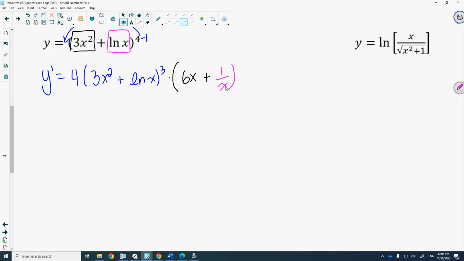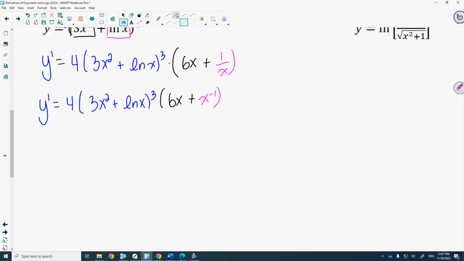I'm going to write this bracket. I'm going to bring my x to the numerator and write it as x to the power of negative 1. So this would give me y prime is equal to 4 times (3x squared plus ln of x) cubed times (6x plus x to the negative 1). The reason why I'm doing that is because from this bracket, we could actually factor out, because I've got x that's common. Remember, we could always factor out the term with the lowest power. So from this bracket, I could factor out an x to the negative 1.